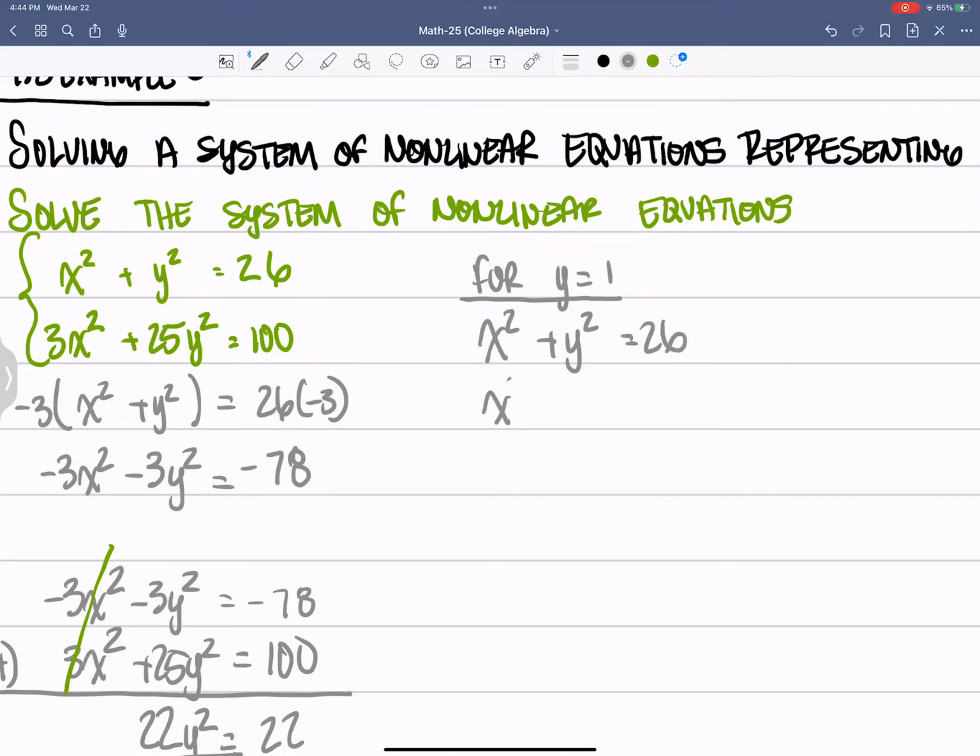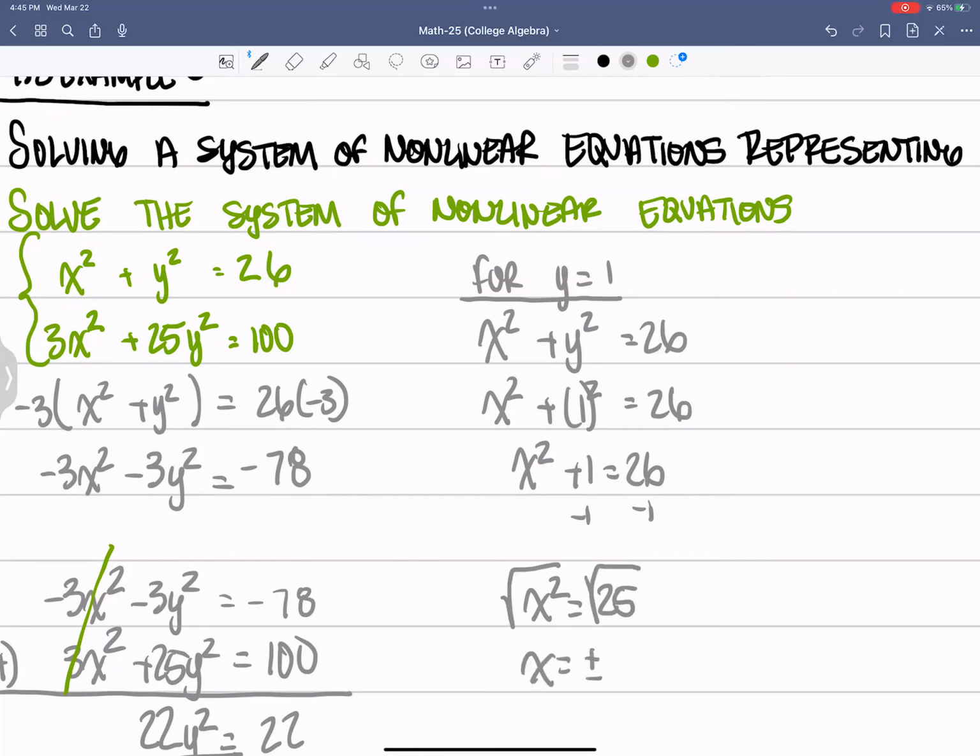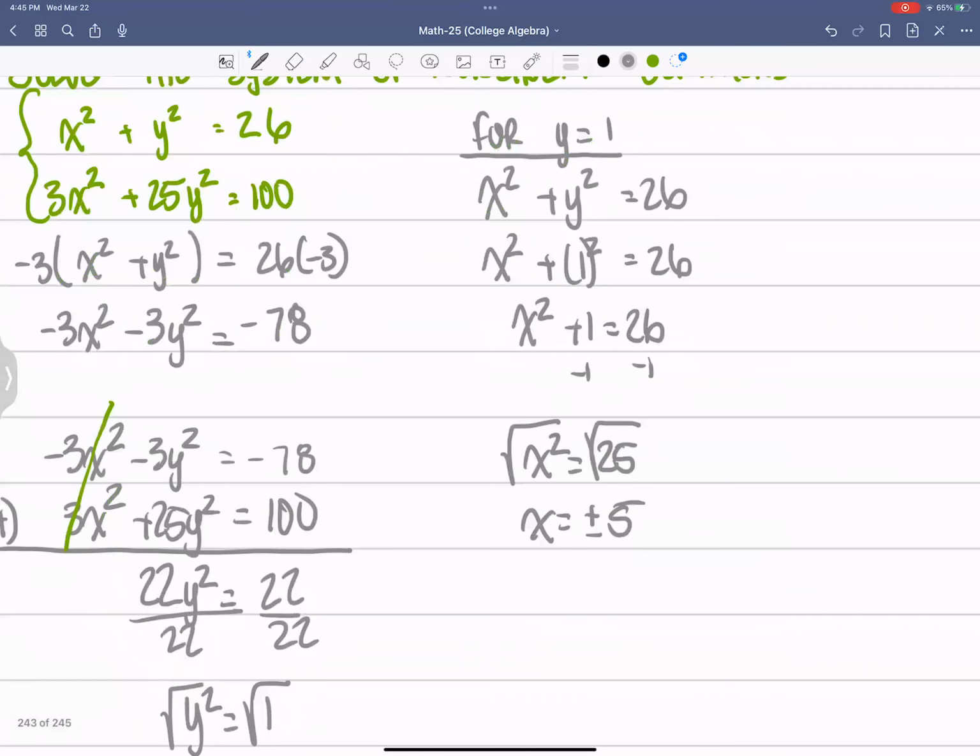X squared plus 1 squared equals 26. X squared plus 1 equals 26. Subtract 1 from both sides. X squared is equal to 25. And when we take the square root, we have x is equal to plus or minus 5. So when y is 1, we have x is equal to plus or minus 5. So this gives us two solutions. When x is 5, y is 1. And also when x is -5, y is also 1.